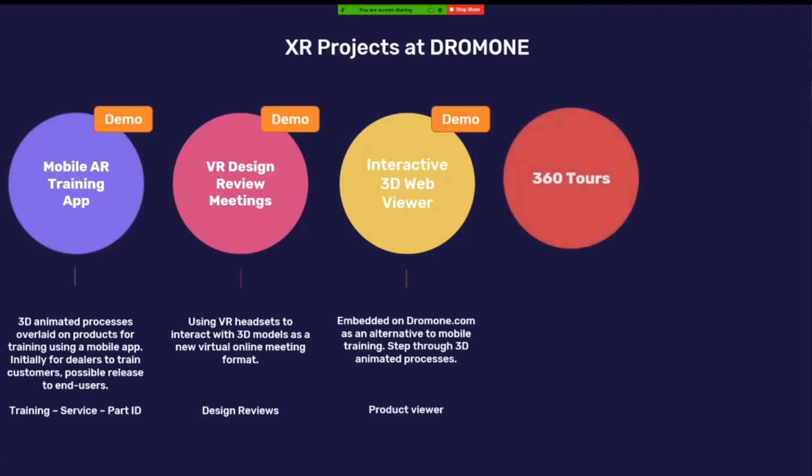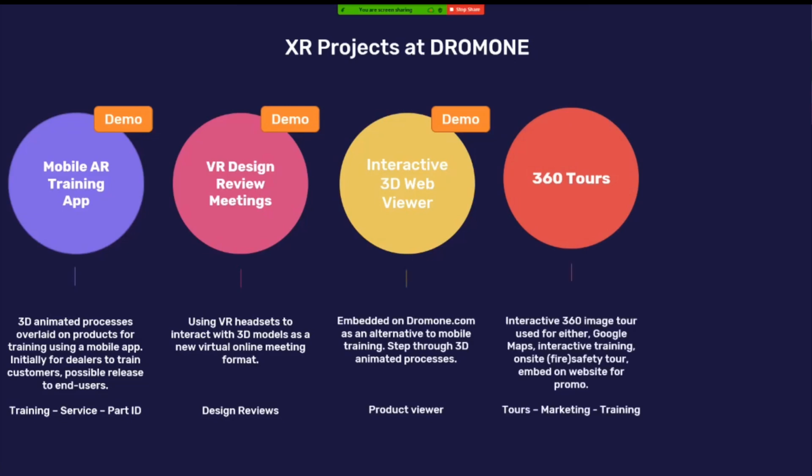Then the other one was 360 tours. Of course, with site visits being quite difficult and traveling being difficult at the moment, the idea of being able to share a 360 image tour of your facility via a URL or a web link, and people can explore it and get a tour of your factory, is quite beneficial. But then also, taking it a step further, you could add more interactivity to these 360 tours to make them possible for training. And they're also just great for marketing promotional material on your website.